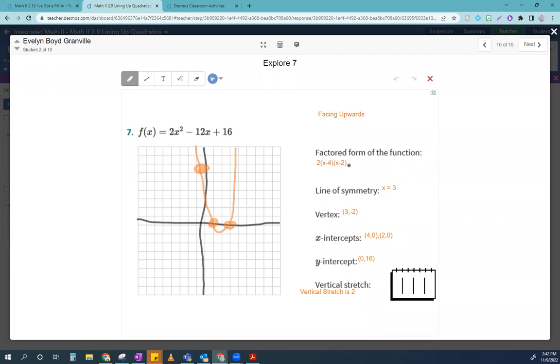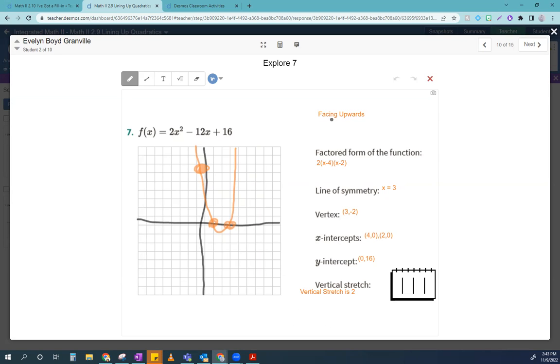Yeah, this is perfect here. Whoever factored this is good. I like your x-intercepts here, 4 and 2, good. Your y-intercept looks right. Your 3, negative 2, I have to plug this in. So yes, 3 is smack between 2 and 4. And then I plug in 3 here. I get negative 1 times 1 is negative 1 times 2 is negative 2. Yeah, this whole thing here is perfect. Whoever did this is awesome.